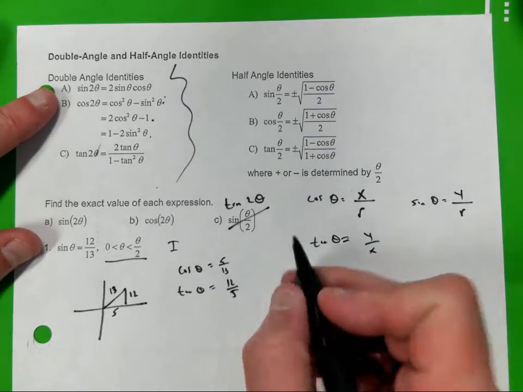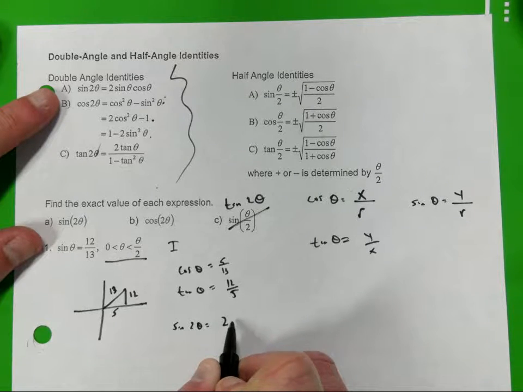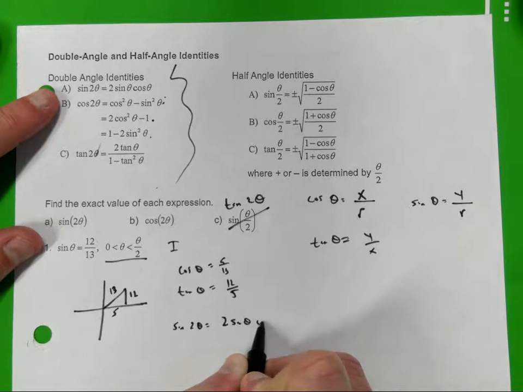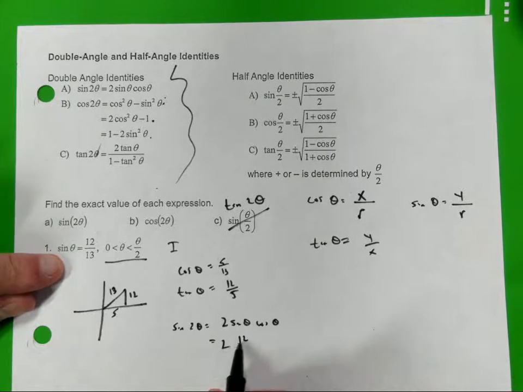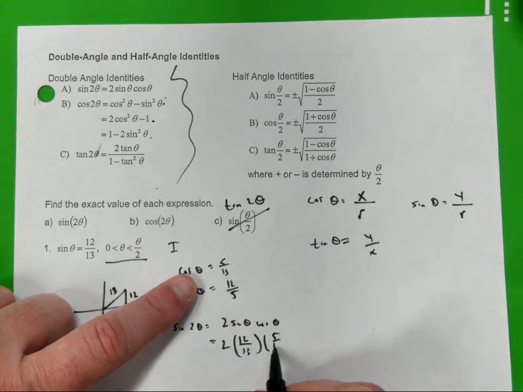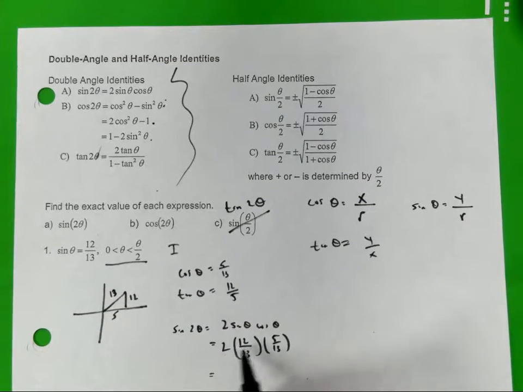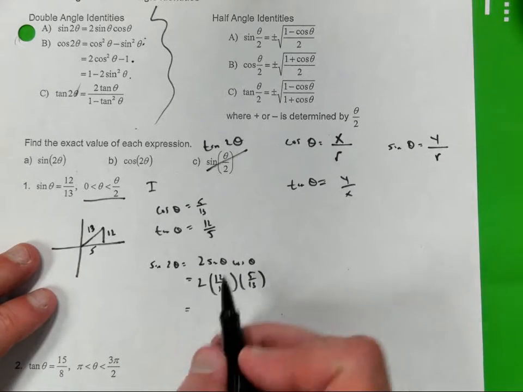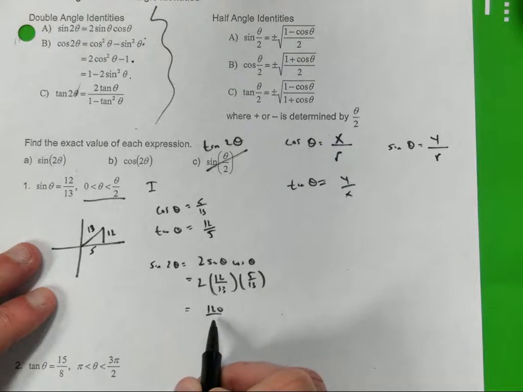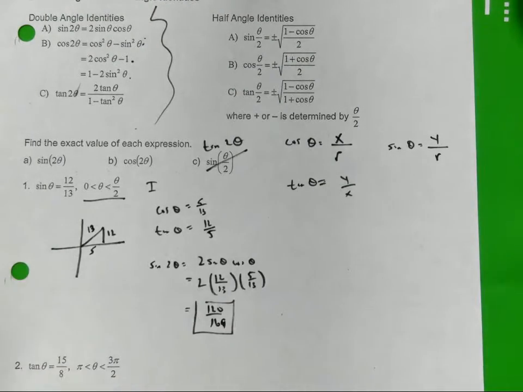So let's do the sine first. Sine 2 theta equals 2 times sine of theta times the cosine of theta. We found the sine that was given to us. We found our cosine to be 5 over 13. 2 times 12 is what? 24 times 5 is 120. 13 times 13 is 169. So that's your answer for sine of 2 theta.